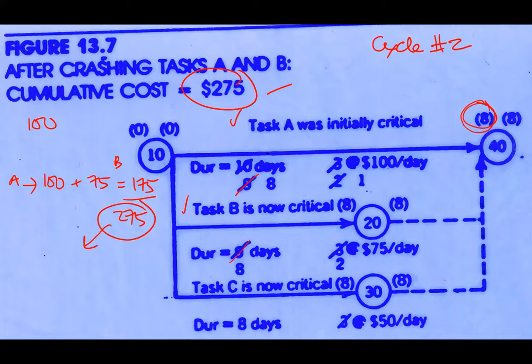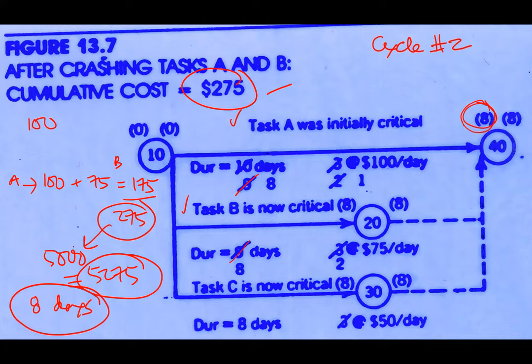So now you add up to the original cost, 5,000. So it will become 5,275 ringgit or dollars. And the project can be completed in 8 days. You see? Even if you want to reduce from the original 10 days into 8 days, by 2 days only, there is additional cost that you need to pay. In this situation, you have no choice because the activities are so limited. There are not so many things that you can choose from.